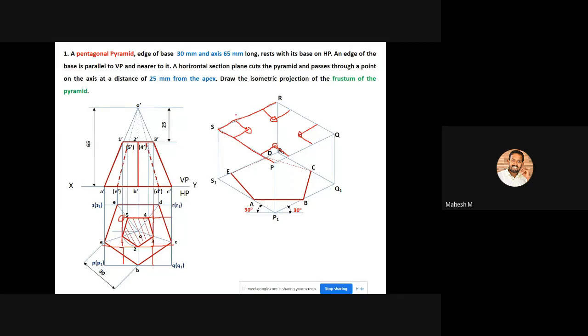After creating these four corners, now you can join these corners with parallel lines. Please remember one thing: this line should be parallel to this line, and this particular line should be parallel to this line. Also this one should be parallel to this one, and this one should be parallel to this one.